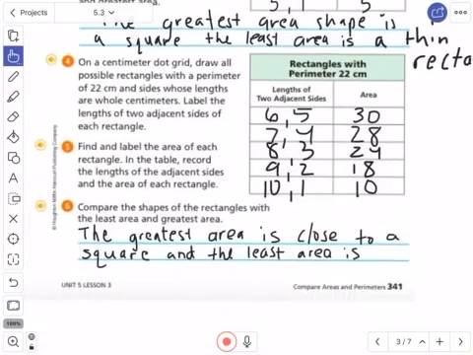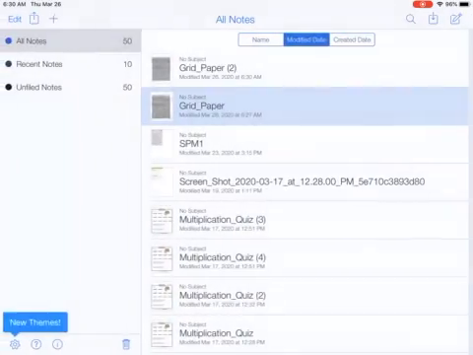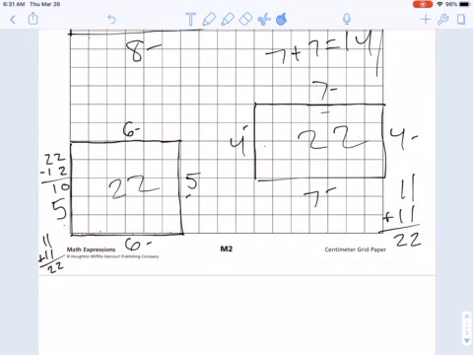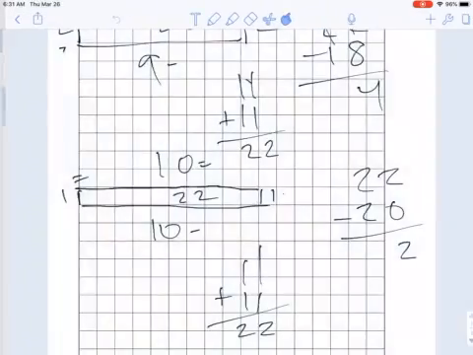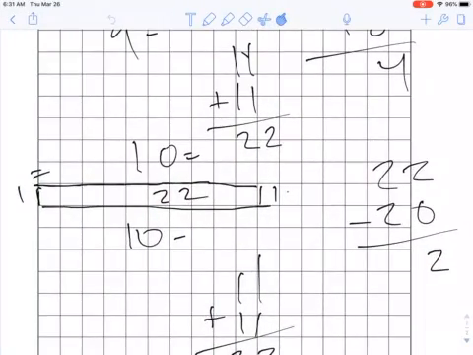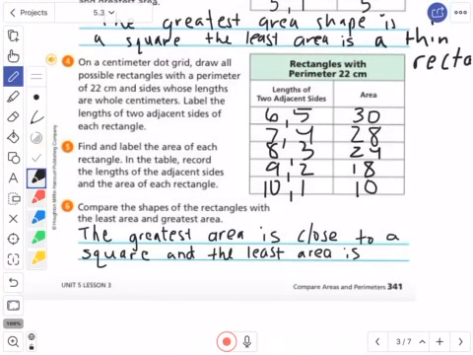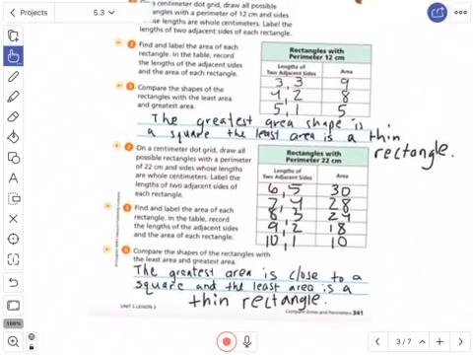Okay, now I'm going to compare those. Now, my 6 times 5 one was on my other grid paper, so I have to go back to this first grid paper. Where was that one? Right there. And I said it kind of looked like a square. Grid paper 2, that last one I just did, that's a really thin rectangle again. Now that's interesting. It's kind of the same thing as up above. And the least area is a thin rectangle. Okay, so as I finish this, just double check your work against my work and then submit to Schoology.